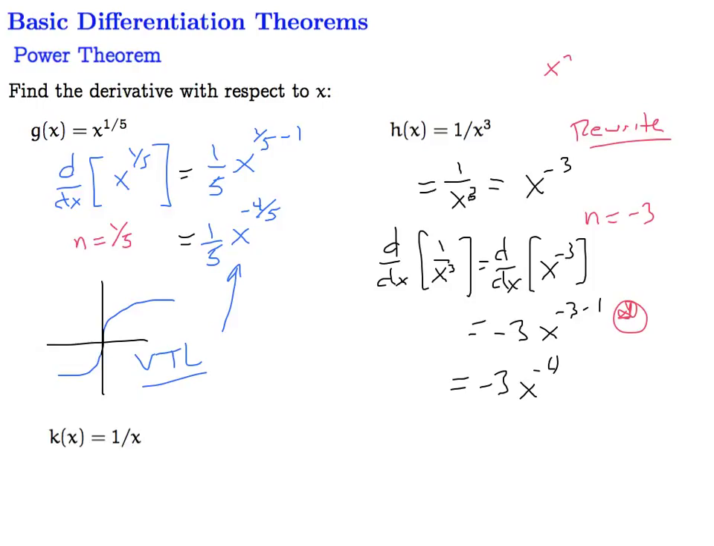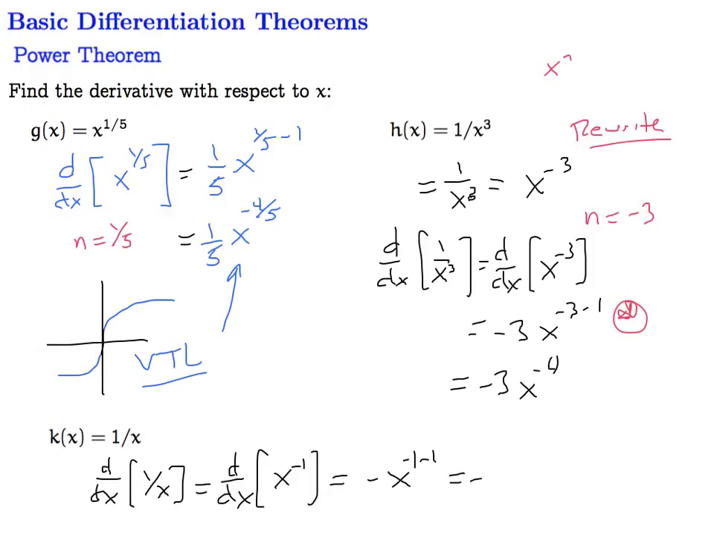So our last example is k of x equals 1 over x. And hopefully, what you're thinking to yourself is, oh, this isn't so bad. 1 over x, I just have to rewrite it so that it fits my pattern nicely. So the derivative of this is going to be the derivative of x to the negative first. And let's see, I bring the negative 1 down, I take x to the negative 1 minus 1.